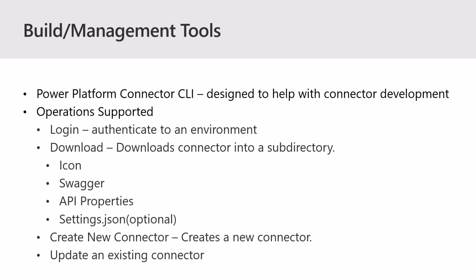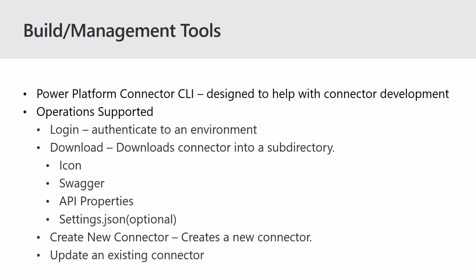A connector consists of three files: an icon for the connector, an API definition, and an API properties file. Sometimes a connector can also contain a settings file. The API definition is nothing but an OpenAPI specification. The file is popularly called a swagger file. The API properties file contains the properties of an API which are not covered by the OpenAPI specification, for example, authentication information or additional policies. The icon is a small image representing the connector. The icon will be used by Power Automate and Logic Apps when a maker uses a connector.